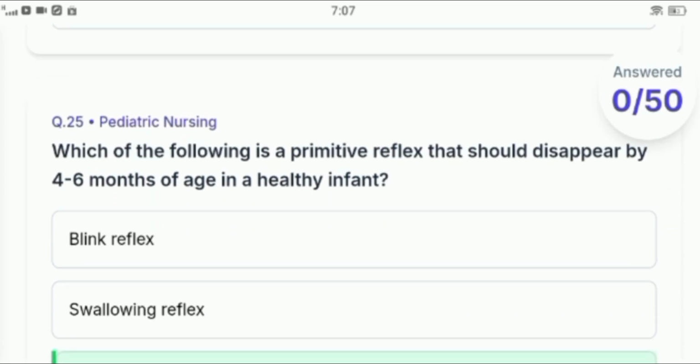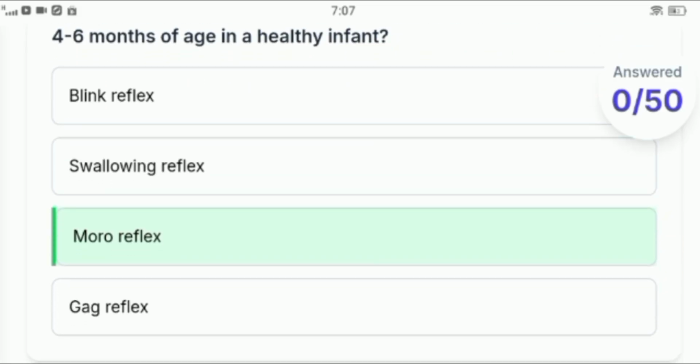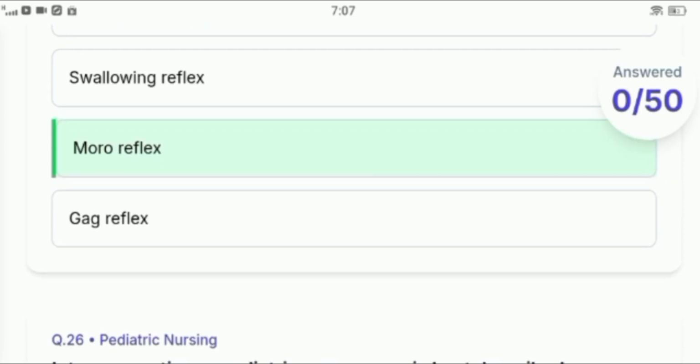25. Pediatric nursing. Which of the following is a primitive reflex that should disappear by 4 to 6 months of age in a healthy infant? Option A blink reflex, B swallowing reflex, C Moro reflex, and D gag reflex. So the correct answer is Moro reflex, option C.